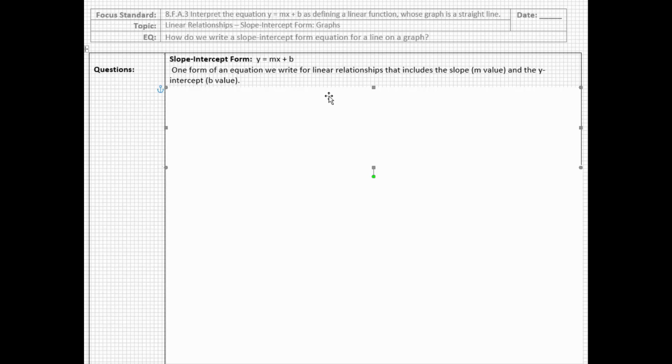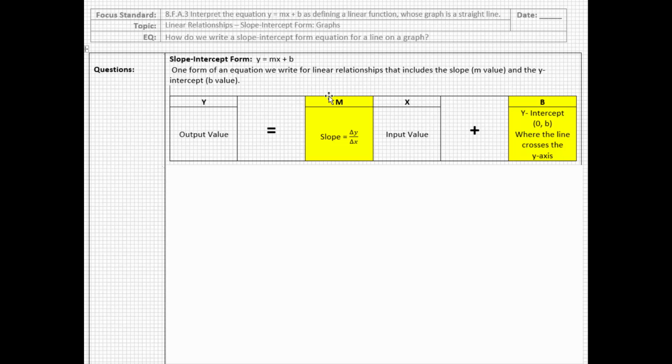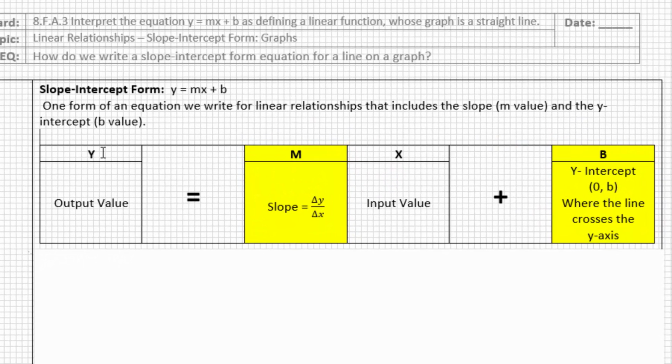In class, we've made foldables before. This is kind of a simplified version of that. So here's our equation in slope-intercept form, y equals mx plus b. And when we're writing these equations from a line on a graph, we're looking for two things. We're looking for what is the slope of the line, so we can plug that into the equation, and what is the y-intercept? Where does the line cross the y-axis?